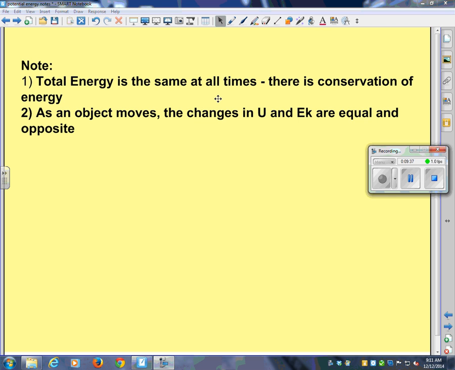So, sort of in summary here, total energy is the same at all times. There is conservation of energy. And as the object moves, the changes in potential and kinetic energy are equal and opposite.